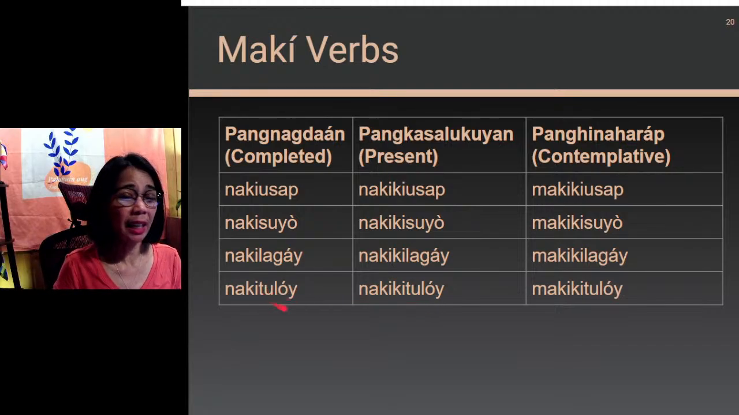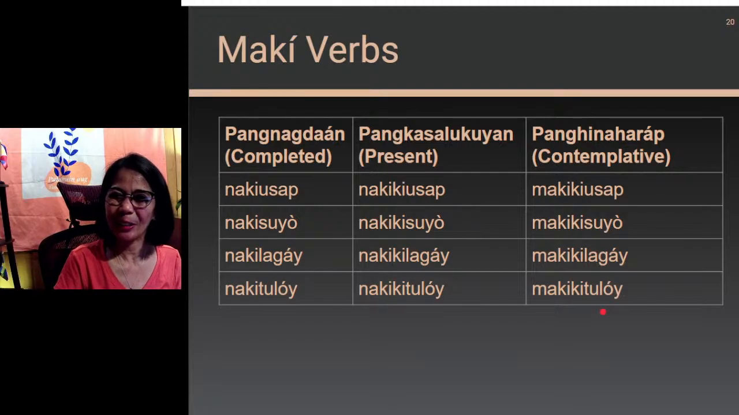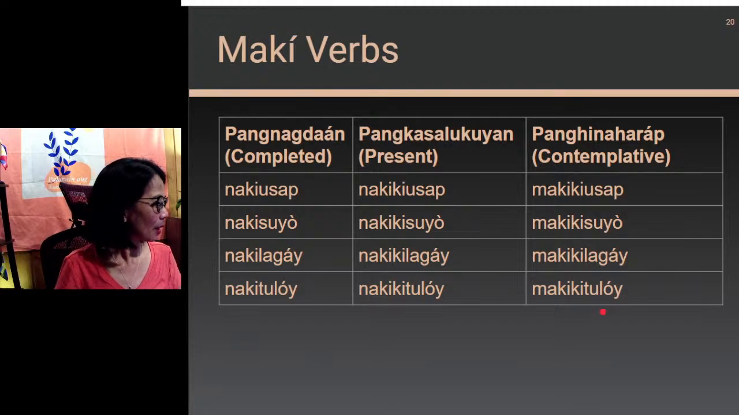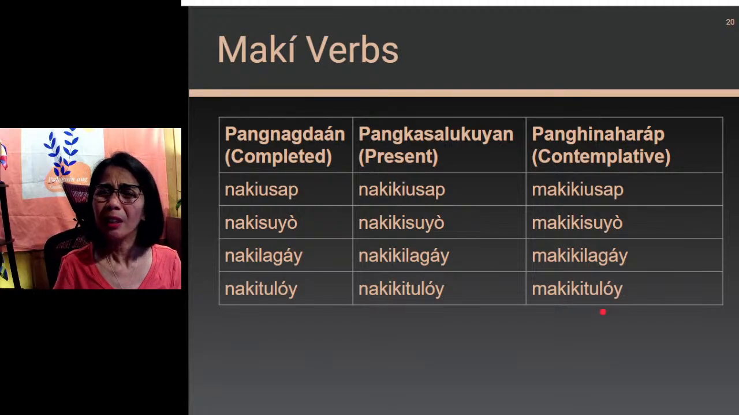Tuloy means staying, right? Nakikituloy ako sa bahay ng tita ko sa New York. Okay, nakikituloy, currently happening. Nakituloy, it happened already. Makikituloy, so you are still on your way there. So, makikituloy ako sa bahay ng tita ko sa New York. Okay. So I hope that I have demonstrated all these verbs to you.